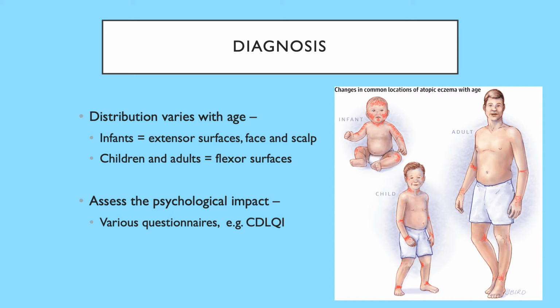The distribution of eczema varies with age. In infants, it often affects the extensor surfaces, face and scalp, whereas in older children and adults, it mostly affects the flexor surfaces, such as the elbow creases.